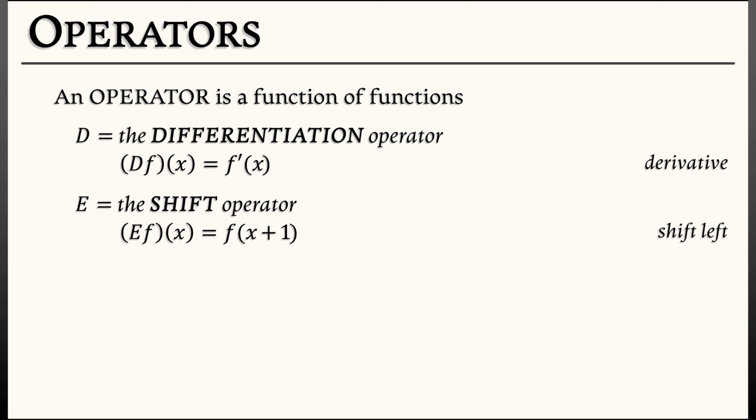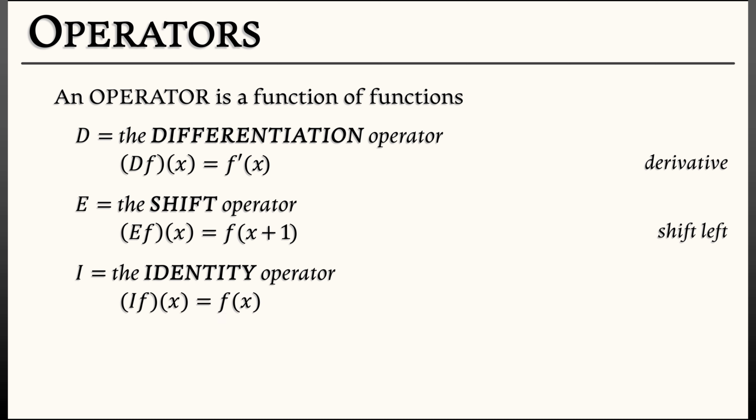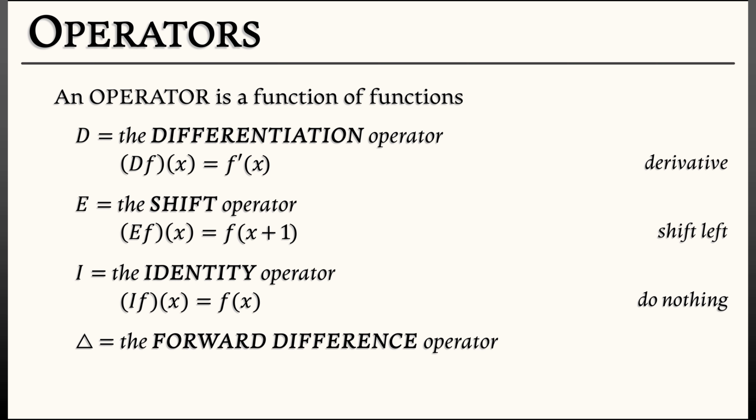One of my favorite operators is the identity operator, I. If is just f. It does nothing. It's a lazy kind of operator, but I love it. Finally, we're going to look at the forward difference operator, denoted capital delta. Delta of f at x is really giving you the difference, f at x plus 1 minus f at x. It's a step difference.